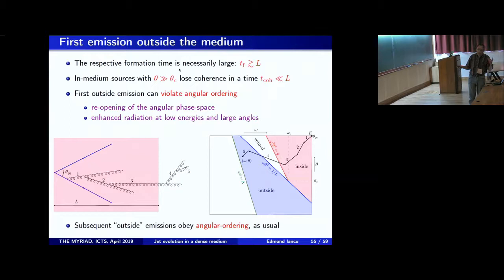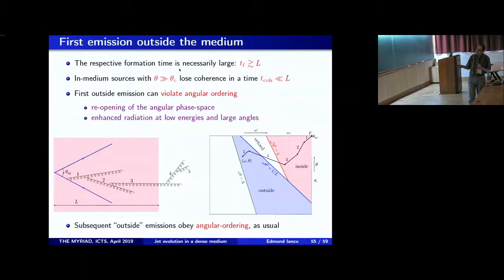So I can radiate a soft gluon outside the medium at large angle. And then from this point on, I can start a new cascade towards smaller angle. So I have a huge enhancement of radiation at small energies and large angles because of this color decoherence for the very first cascading emission outside the medium. But the color decoherence plays a role only for the first emission. There is no color decoherence during the cascade here.